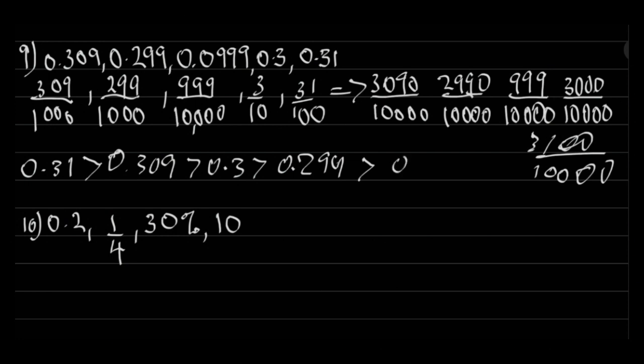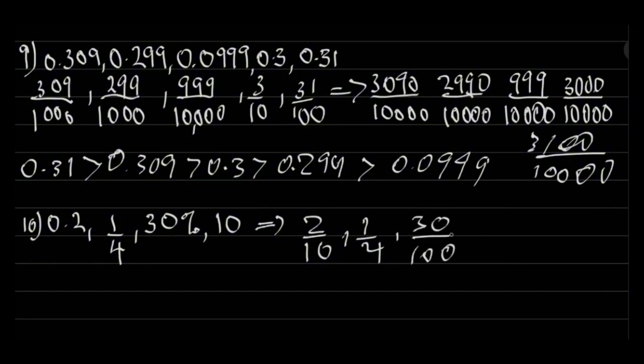And then the least will be 0.0999. So that is how we go about that. Now with what we have here, question 10, we would also have to change everything to fraction. So 0.2 would give us 2 over 10, which is the same as 1 over 5. We already have 1 over 4 as a fraction. 30% would give us 30 over 100, which is the same as 3 over 10. And then 10 would be 10 over 1.